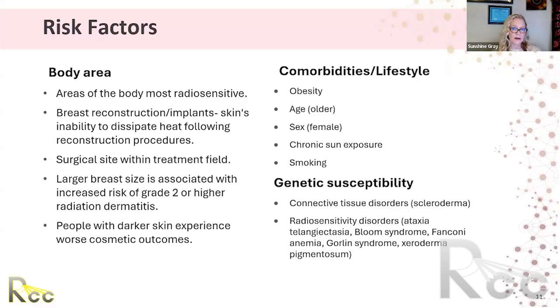Comorbidities and lifestyle factors that make a higher risk for radiation dermatitis also coincide with higher risk for cancer in general. Those include obesity, older age, being female, chronic sun exposure, and smoking. And then there are some genetic susceptibilities, which many of us may not see, but those include scleroderma, ataxia telangiectasia, Bloom's syndrome, Fanconi. There are many of them. I just listed a few here, but just be aware that every once in a while we see a patient who has one of these genetic indications for increased risk for radiation dermatitis.